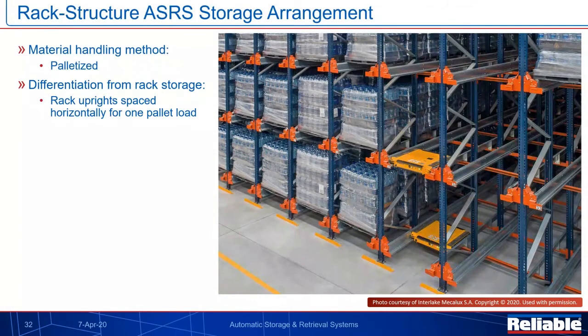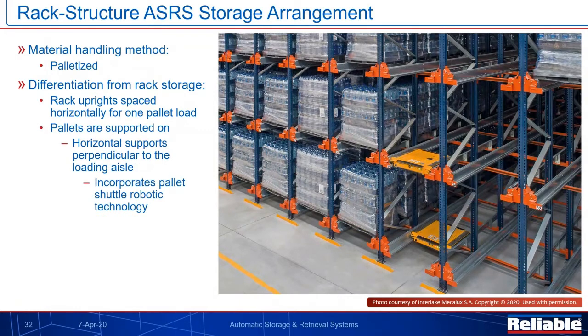We have rack uprights that are going to be spaced predominantly for 1 pallet load. Traditional racks end up holding 2 pallets, most likely. The pallets are supported on horizontal supports. They're going to run perpendicular from the loading aisle to the back. Traditional rack arrangements run parallel to the loading aisle. We're able to rest pallets on top of it.